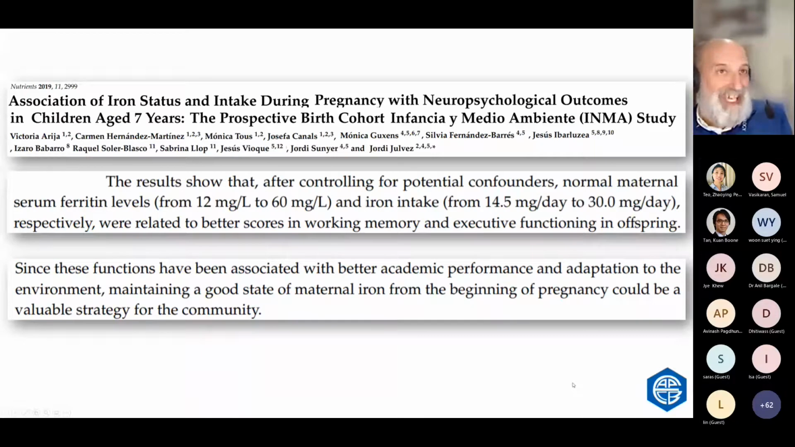One of the reasons is that there are studies coming out more recently that show that if maternal ferritin levels are lowish, around 12, then the memory and executive functioning of the offspring is affected. So iron levels in pregnancy may affect the neurological development of children. So really, iron deficiency in pregnancy is not just a game of numbers.